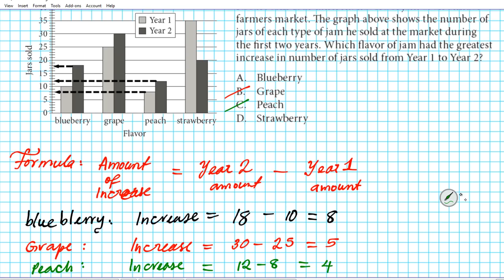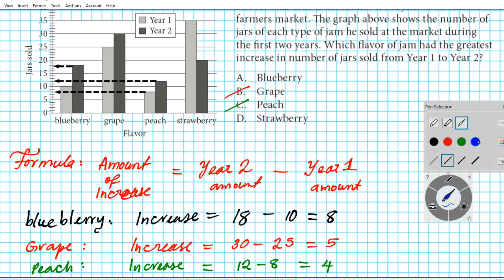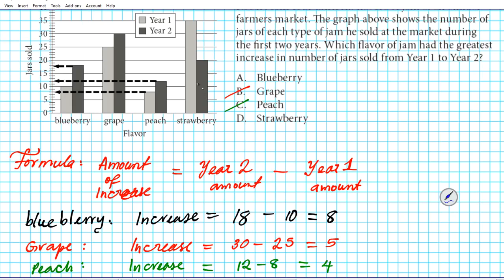Now the last one is strawberry. Do we have to do any work for strawberry? If you take a look at strawberry, what do you notice? Year 2 is smaller than year 1. There was a decrease in this flavor, so we can just eliminate that.